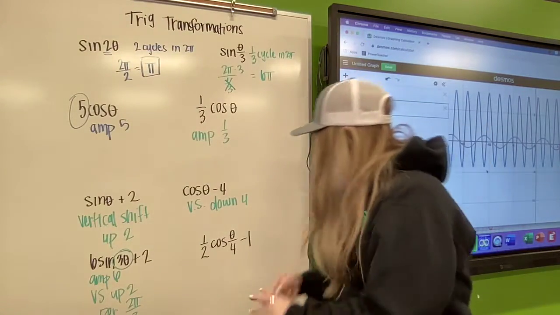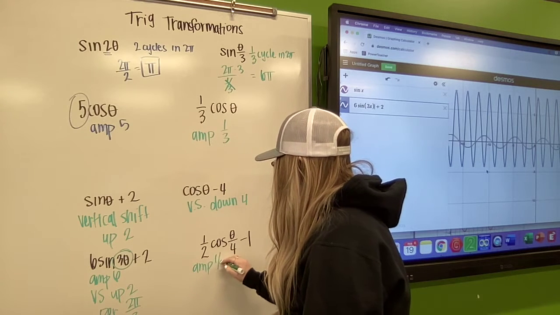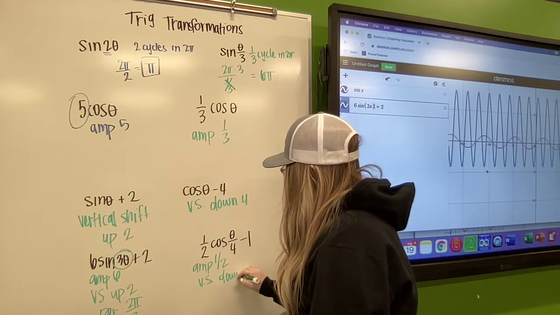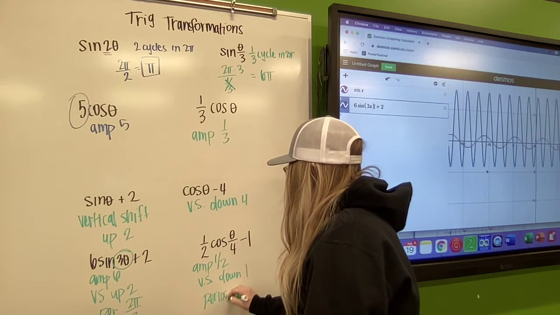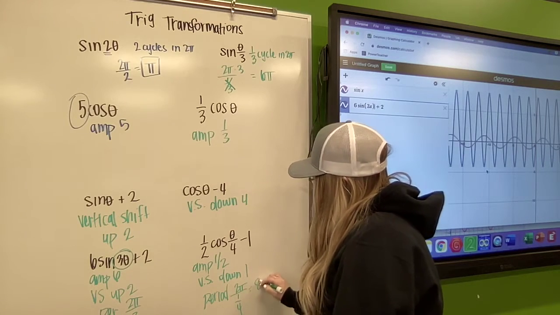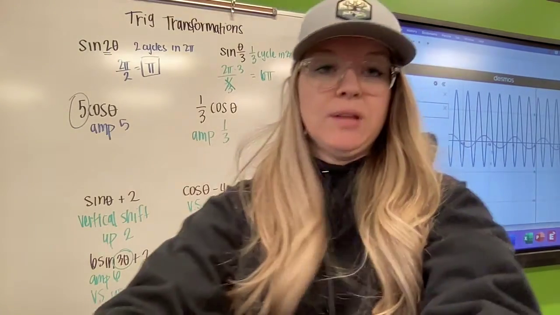Here, this one, we're going to have an amplitude of 1/2. We're going to have a vertical shift, going down 1. And then we're going to have a period. We're going to take our 2 pi and divide it by 1/4, which will give us 8 pi. All right, so last little awkward computer movement here.